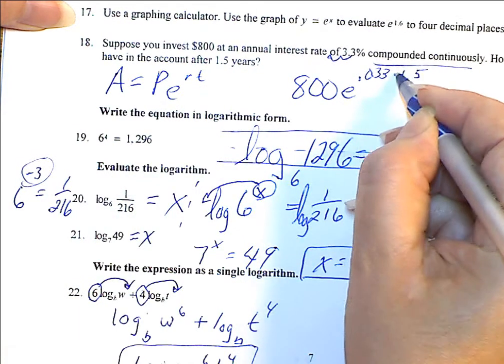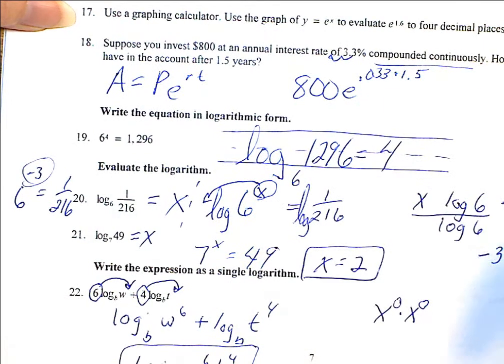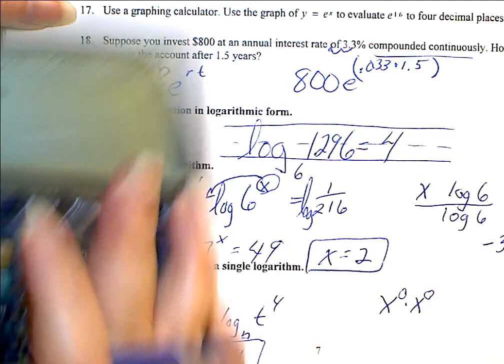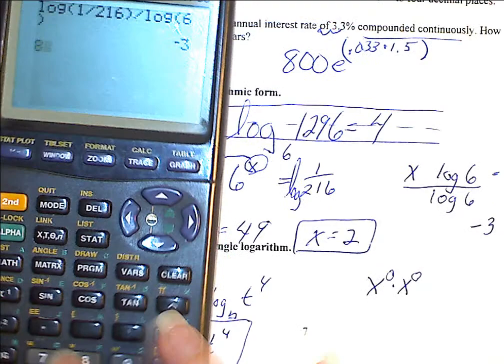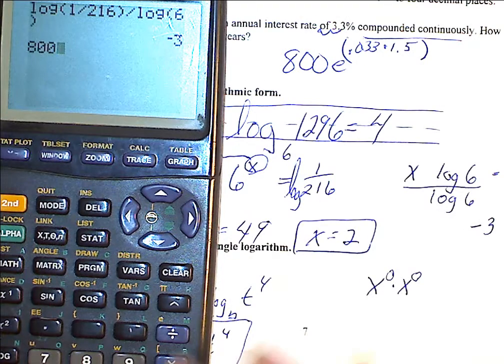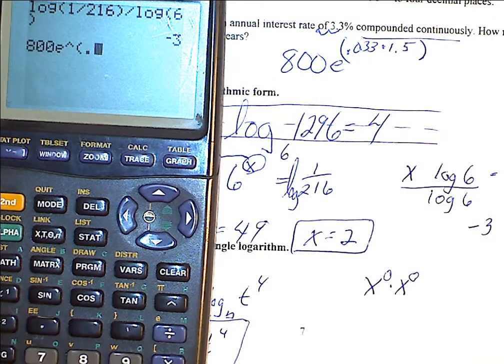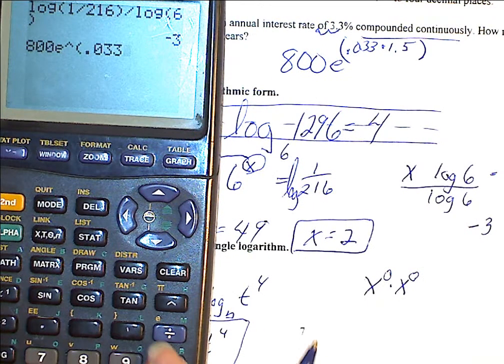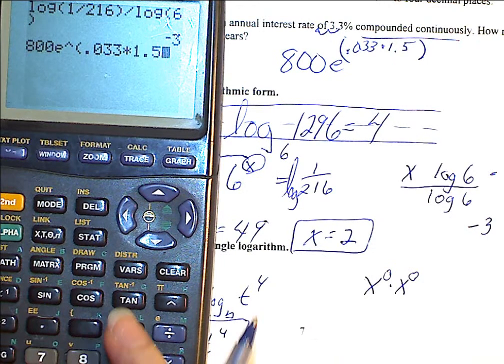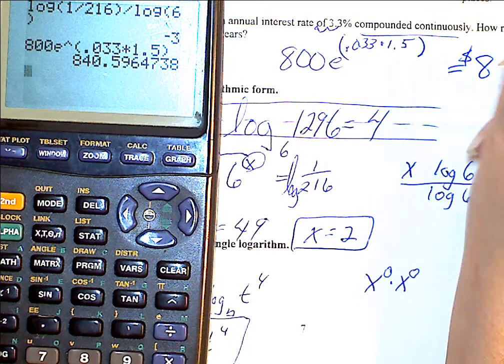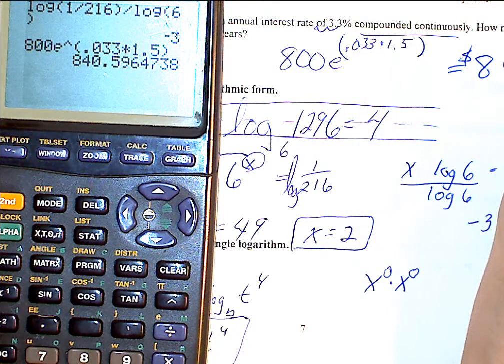Make sure when you put this in your calculator that you put a parenthesis around that. So you'll have 800 times e raised to the 0.033 times 1.5. So you'd have $840 and approximately 60 cents.